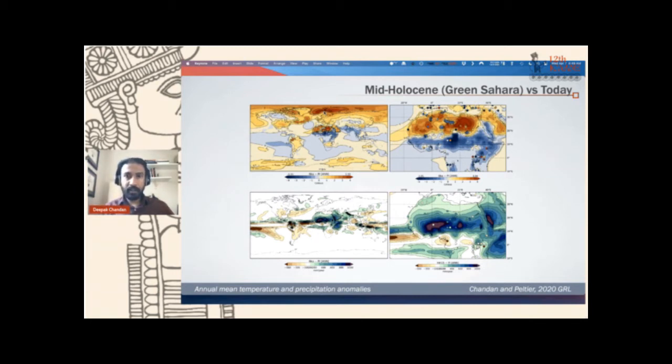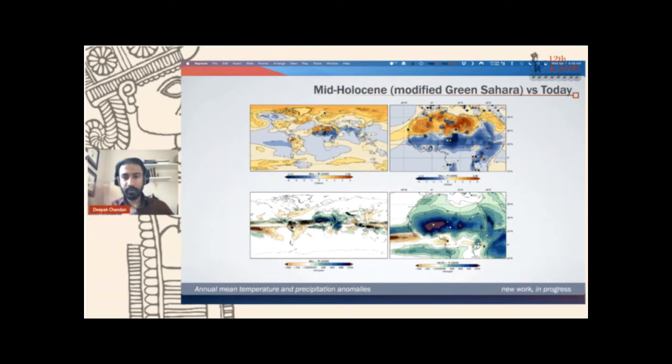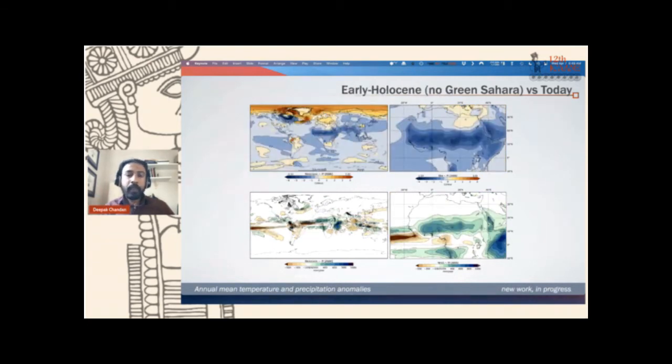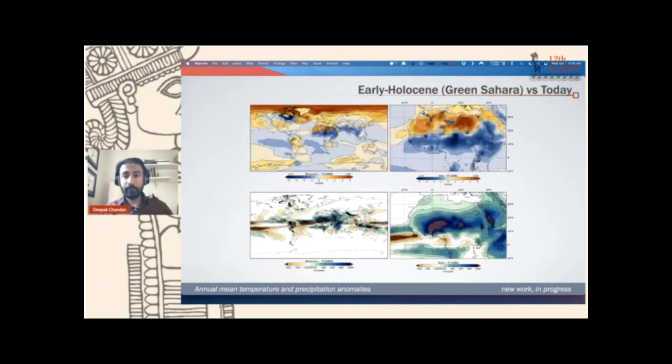If I do the same study for the early Holocene, actually I'm going to skip over this one, which is 9K. Again, you can see that if I don't put any kind of Green Sahara in manually, then we do get a precipitation enhancement, but it is not significant. It's some enhancement because of the changes in the orbital conditions, but it is not as much as one would get if I were to add a Green Sahara condition here.